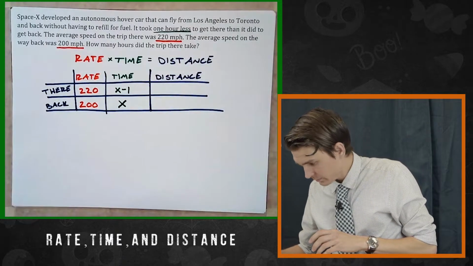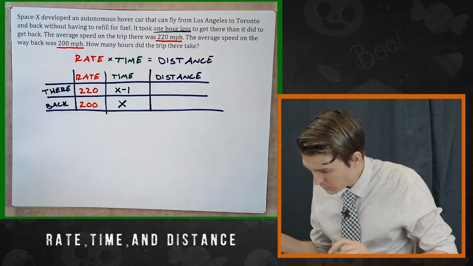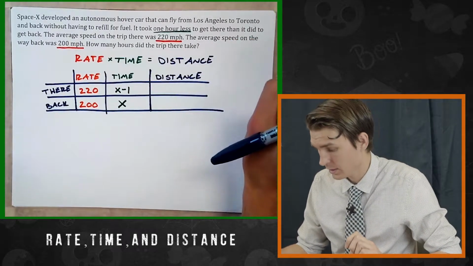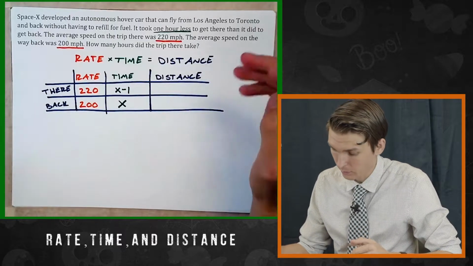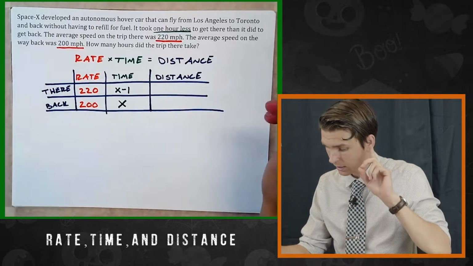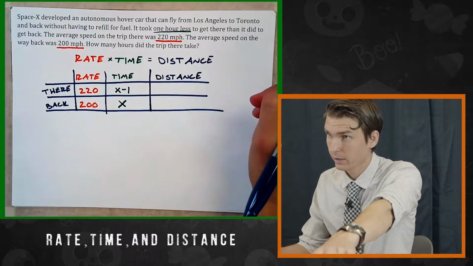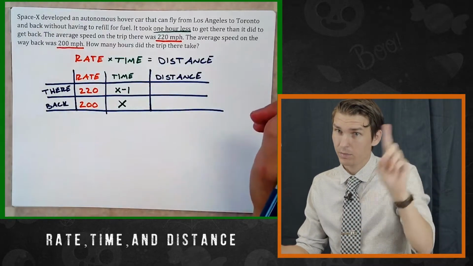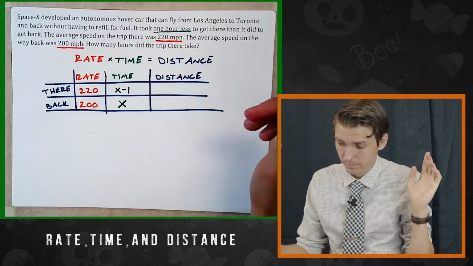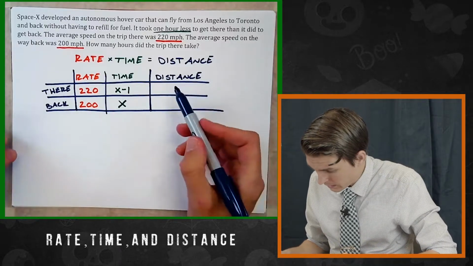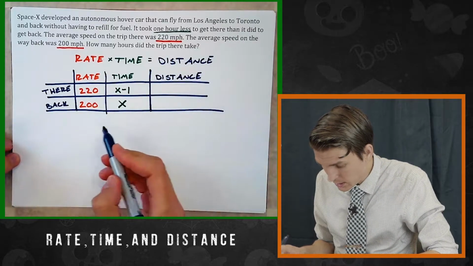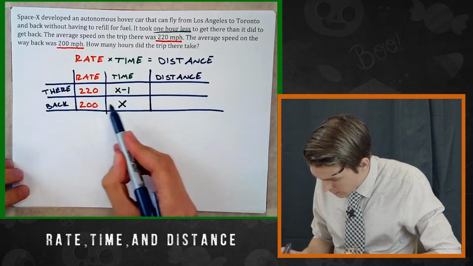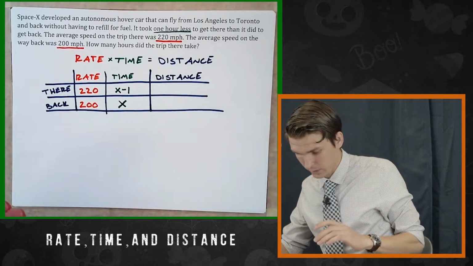So distance, they do not tell us any specific information about the distance. They don't tell us any numbers. They don't give us any relationships like how many more or anything. Because let's think. If I go somewhere and come back, in theory, the distance there and back should be the same, right? So really, these 2 distances should be equal to each other. However, we're going to need to use this information to help us solve for that.